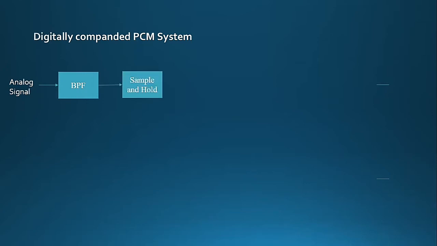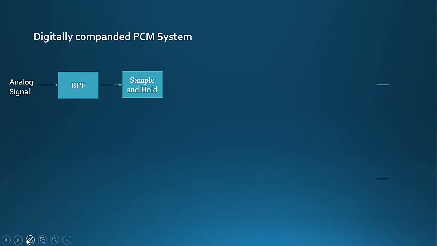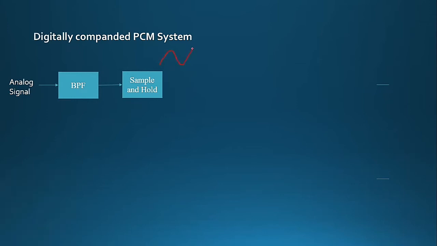Next, our analog signal that passes through the bandpass filter would pass now to a sample and hold circuit. In our sample and hold circuit, our analog signal would be sampled. Say for example, we have an analog signal in this waveform. We would get a sample of that waveform for a certain period of time, then get another sample for a certain period of time until the next sampling happens.